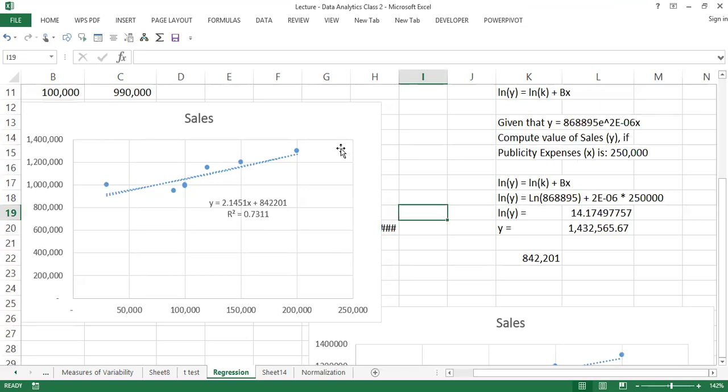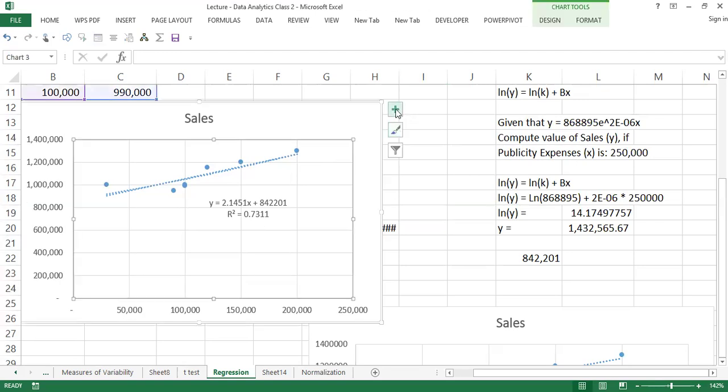Now you do this if, for example, you have a better R square value for exponential than linear. Then you can use this equation, the exponential equation, if you have a better result. But if linear is the best, it's better you use linear.